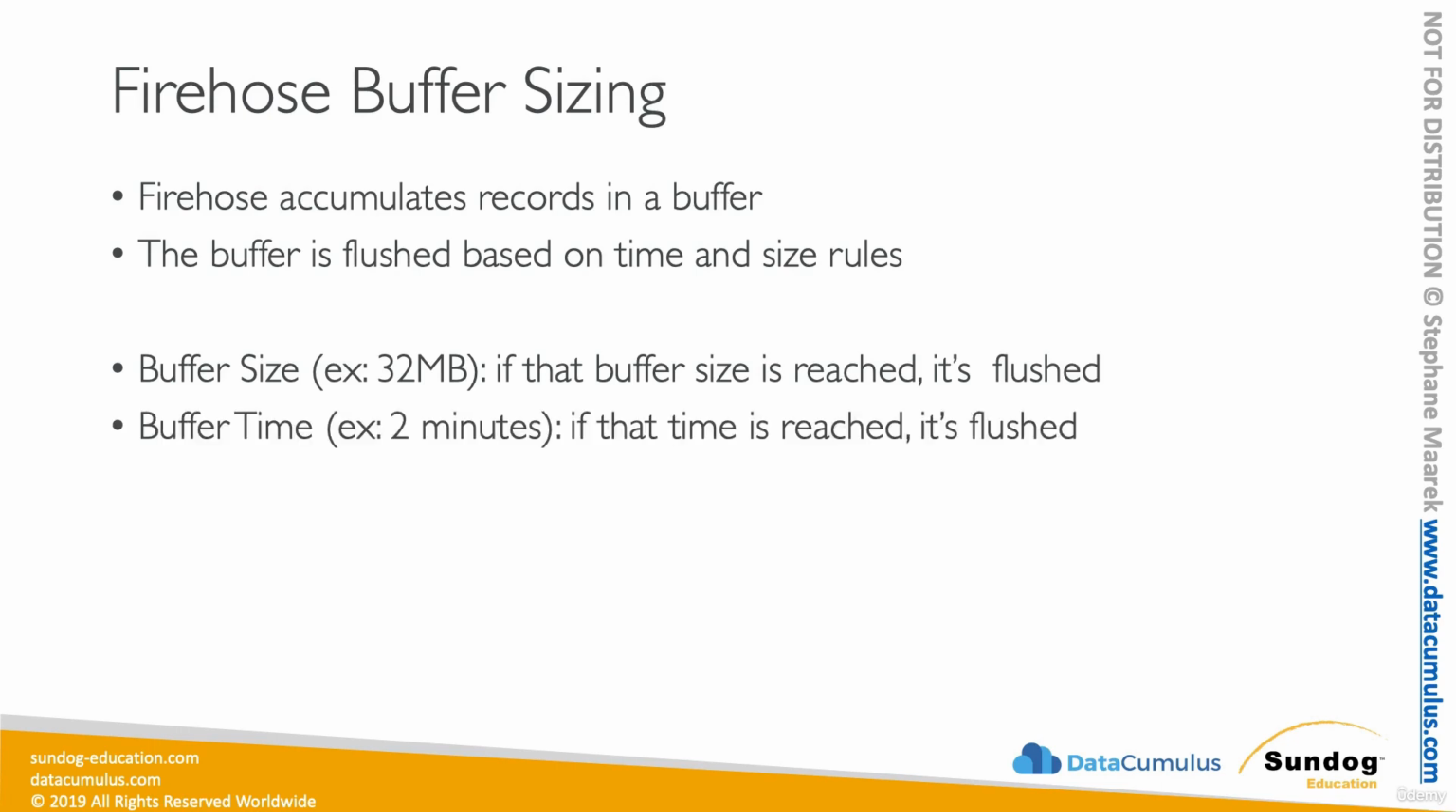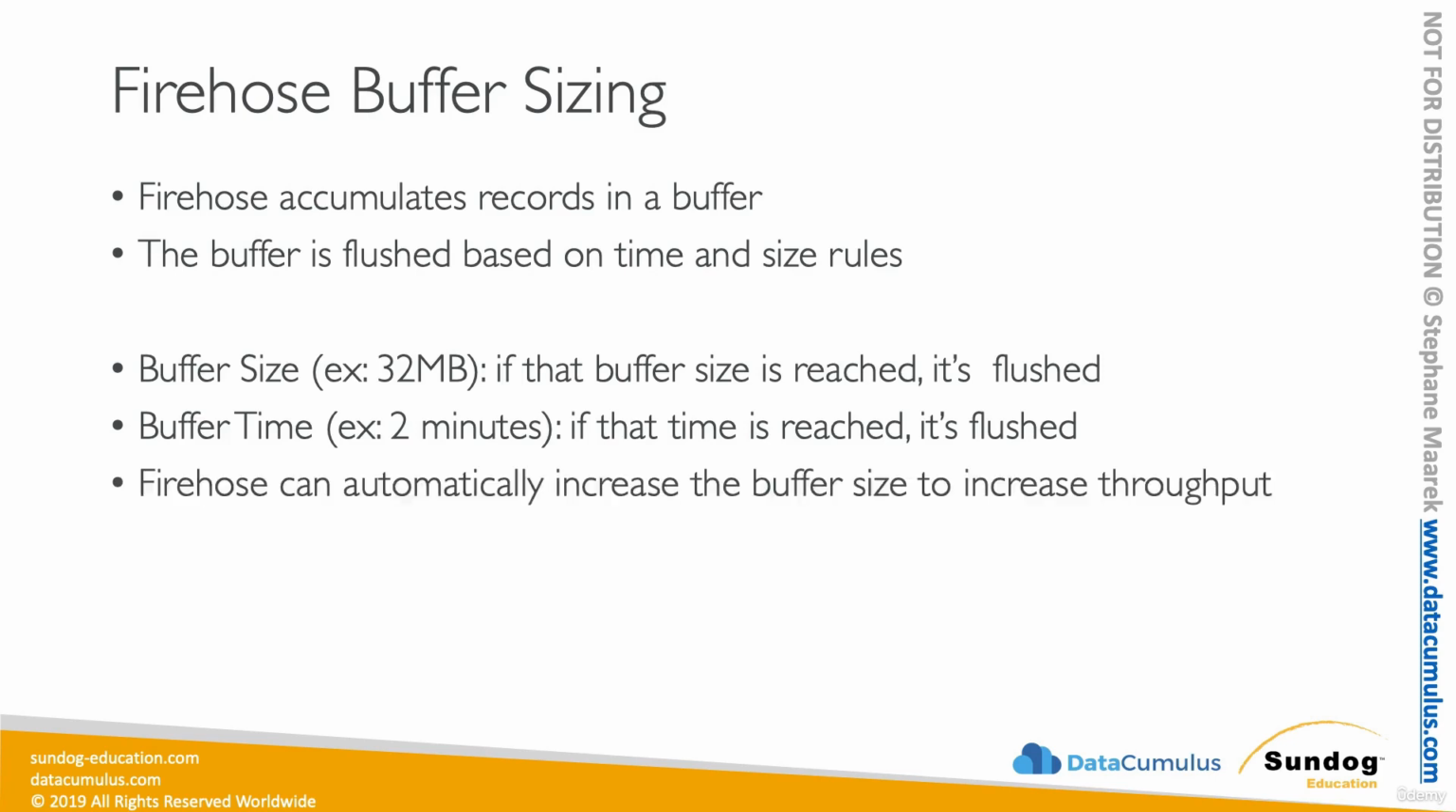The other setting is buffer time. For example, 2 minutes. That means that if after 2 minutes your buffer size is not full, nonetheless it's going to be flushed. So Firehose can automatically increase the buffer size to increase throughputs. So it scales really nicely for you and accommodates any throughput size.